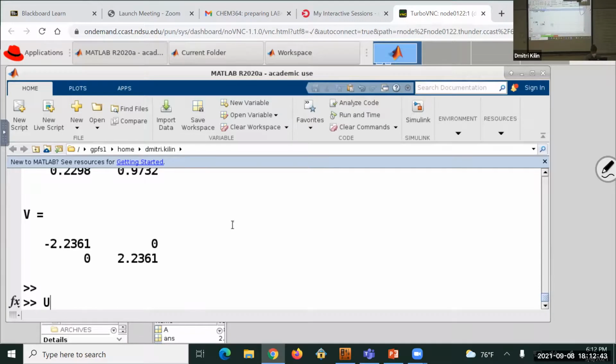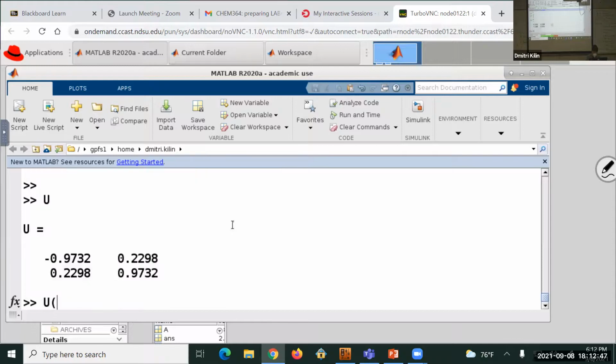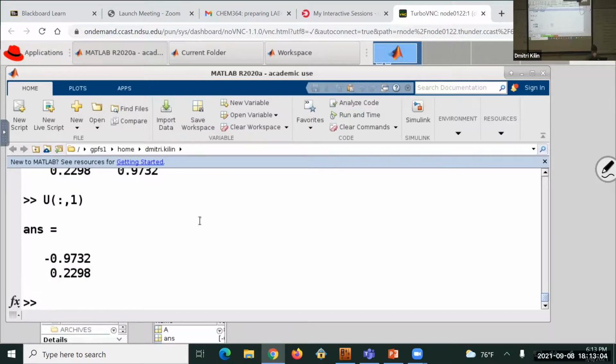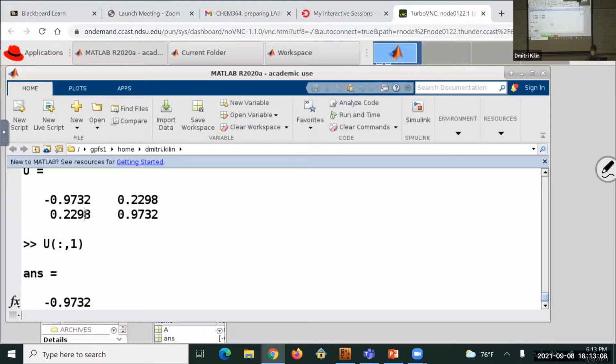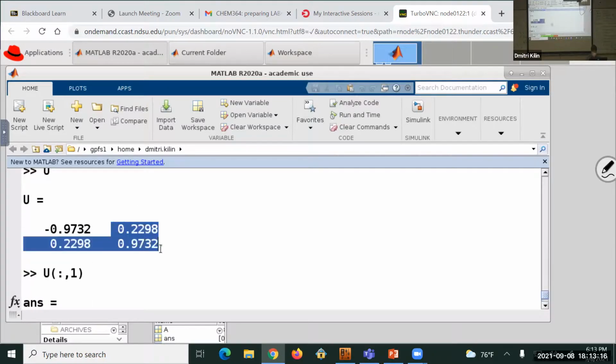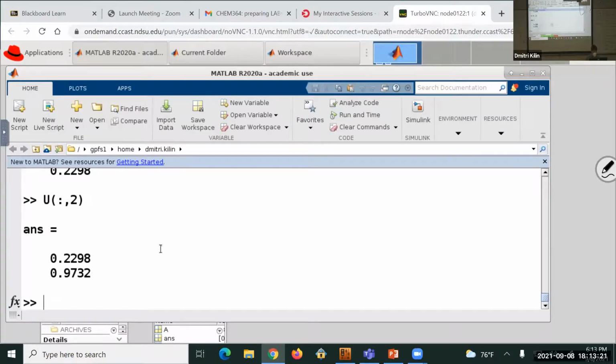So suppose I have the matrix U. I can do U colon one. So let's show once again. So here is U. And now I do U, then colon, comma one. So it looks like it parses the first column out of this matrix, right? What if I do U colon two? It looks like it parses the second column out of this matrix. Now let's check, let's assume that this will be our X plus, or let's put X one, and this will be our X two.